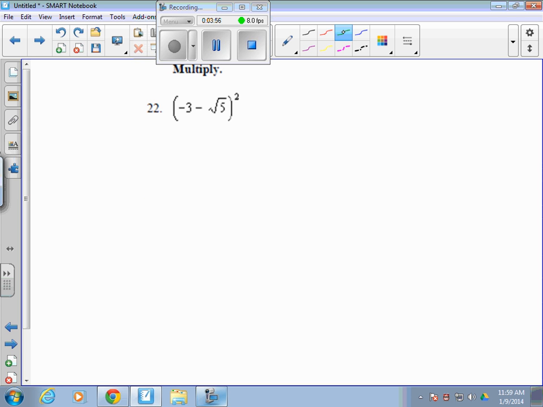Number 22 is just multiplying negative 3 minus the square root of 5 squared. So this is just going to create a FOIL problem out of this. Negative 3 minus the square root of 5, multiply that times negative 3 minus the square root of 5. So FOIL it out. Your first term's negative 3 times negative 3 is positive 9.